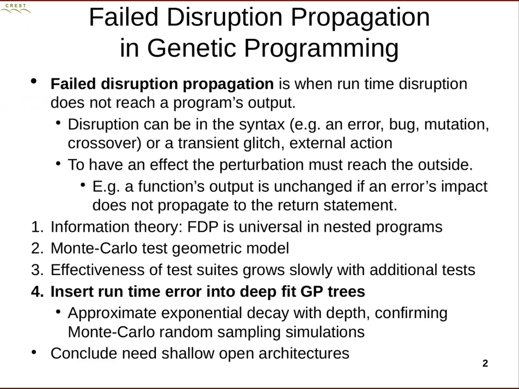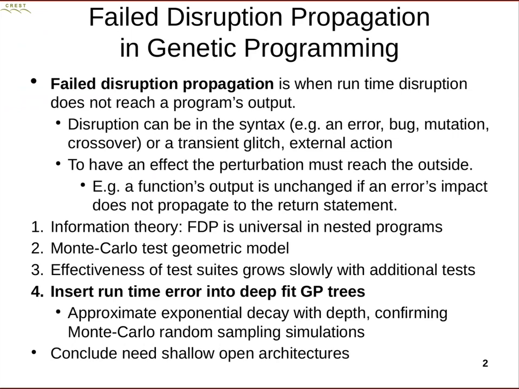So what I'll try and do is give a brief introduction to what we mean by failed disruption propagation. The paper itself has got a lot about information theory. The first part is looking at Monte Carlo tests, where we actually do a huge number of simulations. And it also contains some results which show that at best, in a black box scenario, the effectiveness of a test suite grows only slowly, effectively logarithmically, with the increase in number of test cases.